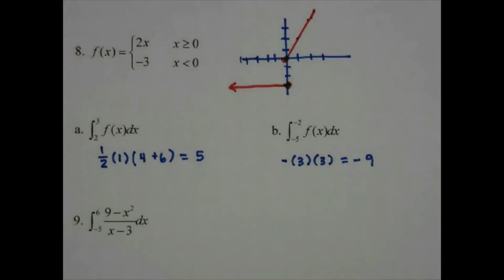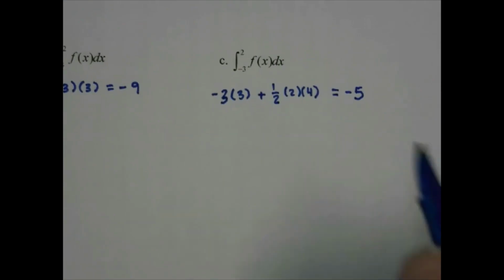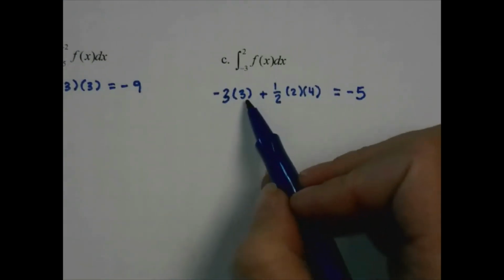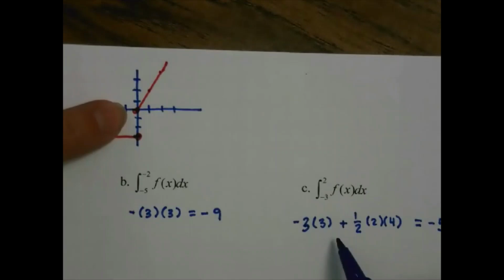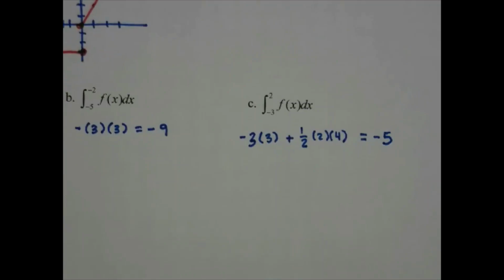The height of the triangle is going to be up at 4. And it may help to graph this. I just didn't want a bunch of graphs on the same thing. So this ends up being a -5. And I realized you haven't been able to see any of that. So we have -3 to 3 for the rectangle. And then 1/2, 2 times 4 for the triangle gives us a total of -5.